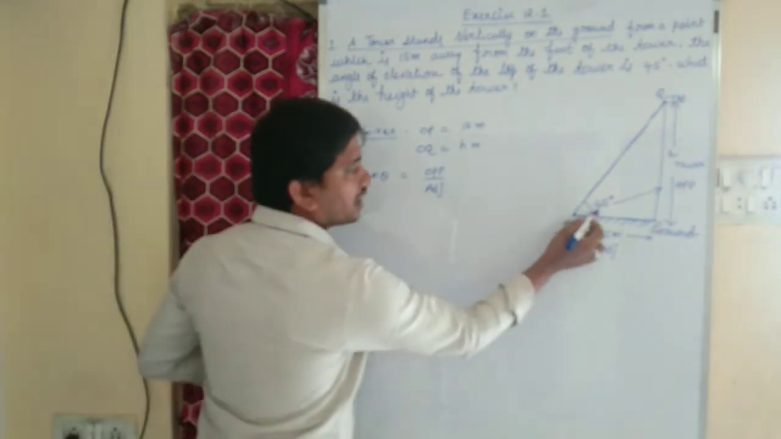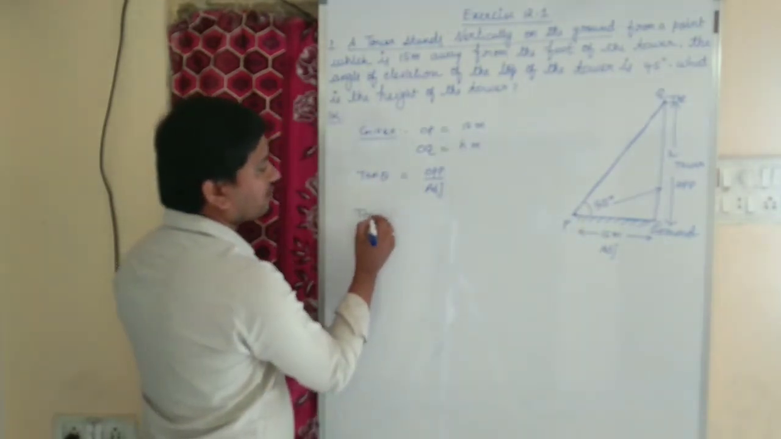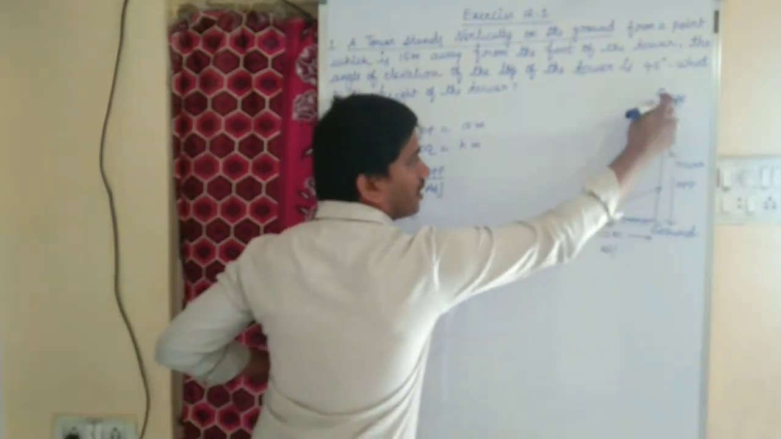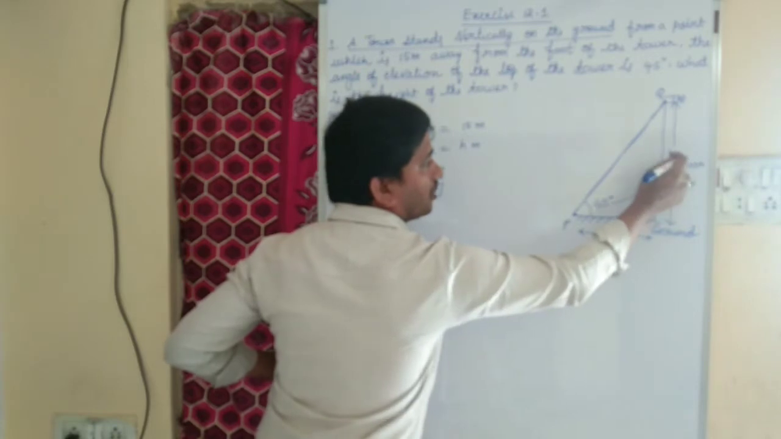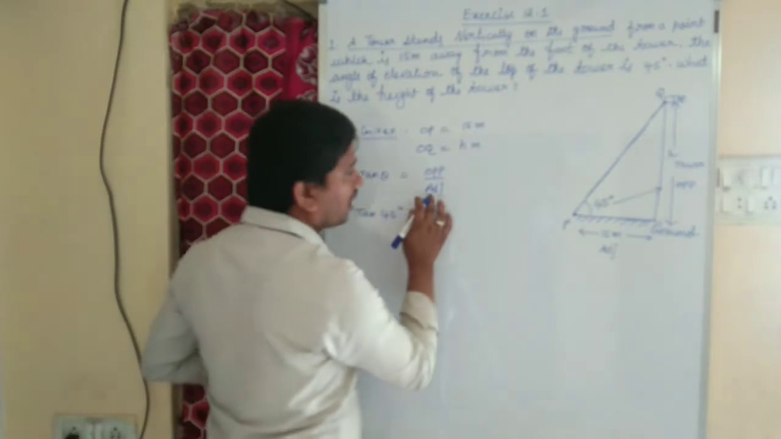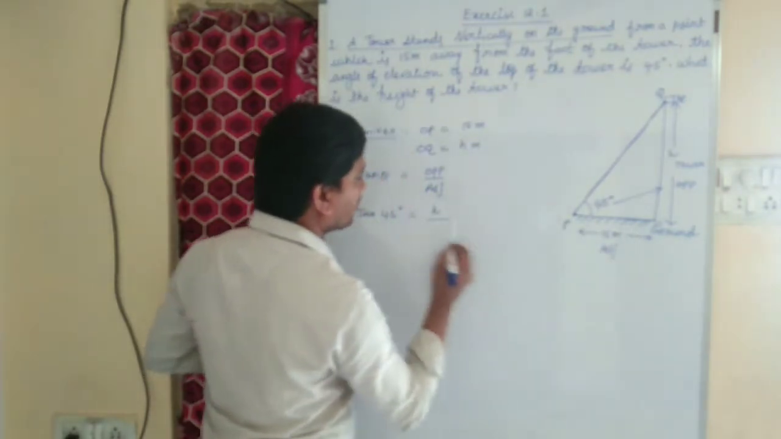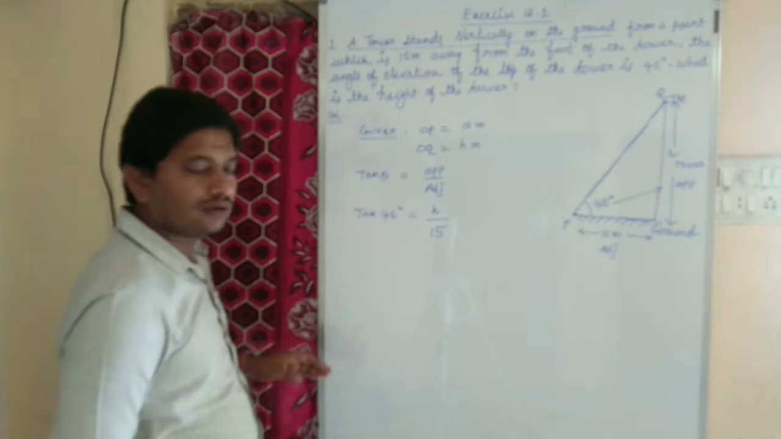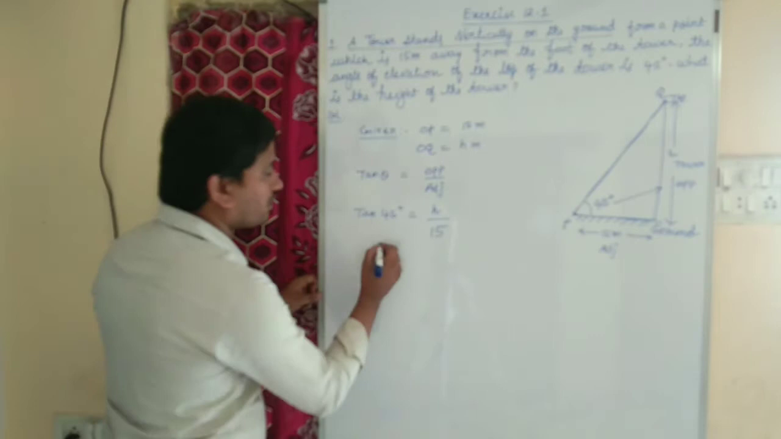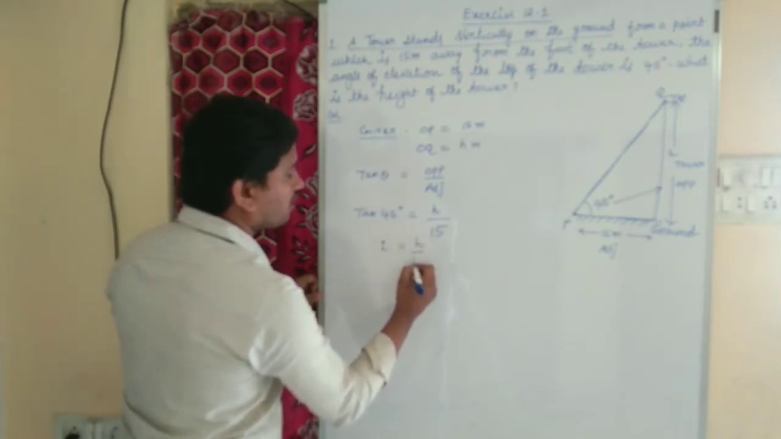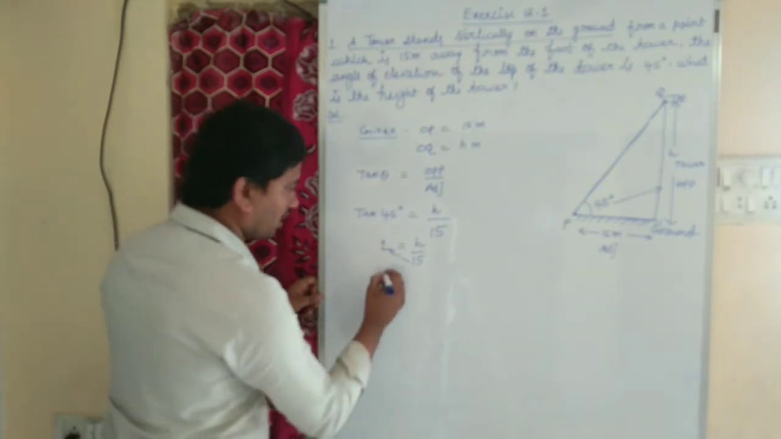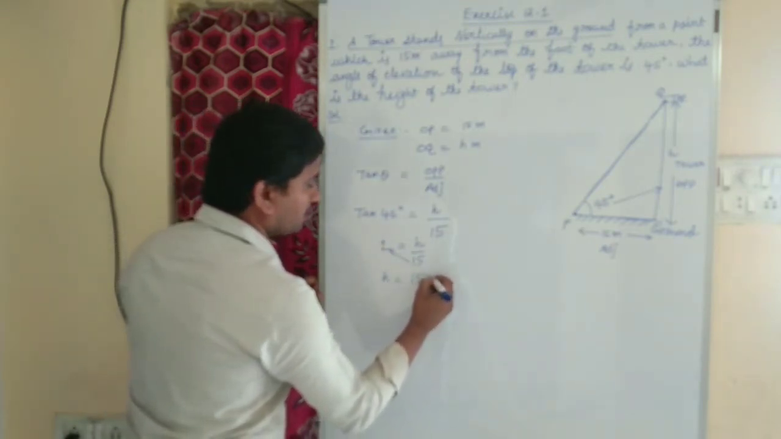So here theta equal to how many degrees? Theta value is 45 degrees. So tan 45 degrees equals the opposite side, that is OQ, height of the tower, let it be h meters, by the adjacent side, which is OP, 15 meters. Right? What is the value of tan 45? Basic angle tan 45 value is 1. So 1 equals h by 15. So by cross multiplication, h is equal to 1 into 15, that is 15.